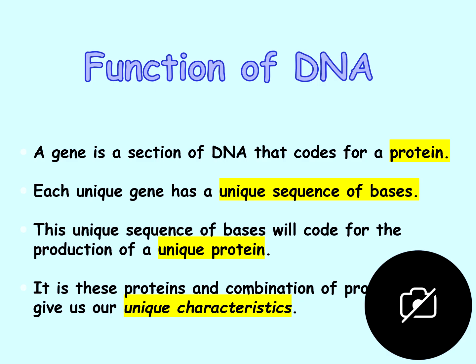Each unique gene has a unique sequence of bases. So your color of hair, your skin color, the fact that you are right-handed or that you have something called a hitchhiker's thumb is all due to a series of bases that make you you. The unique series of bases codes for a unique protein, and those unique proteins then give us all of our unique characteristics.